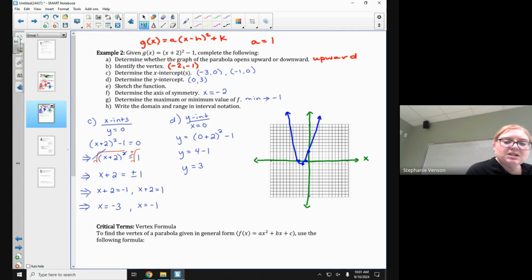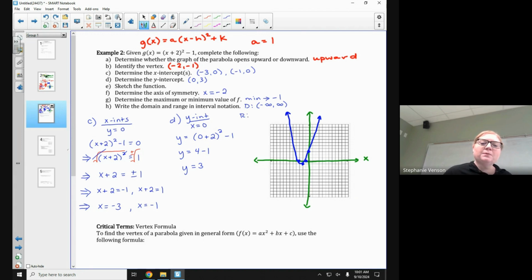Okay. What is the domain of every parabola ever? That's right. In this section, that will always be your domain because this section is all about quadratics. Every parabola has a domain of negative infinity to infinity.